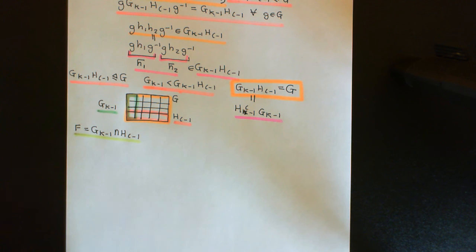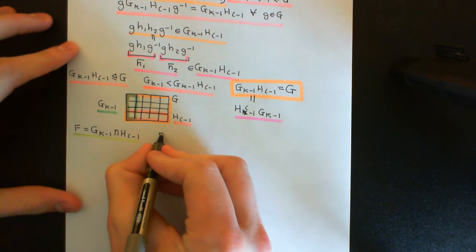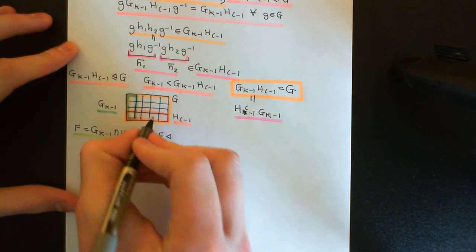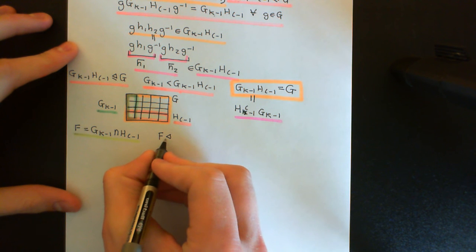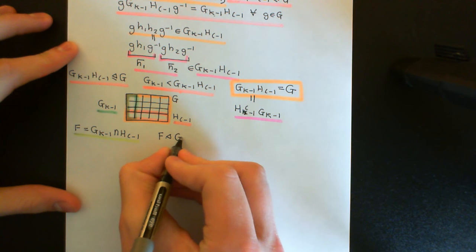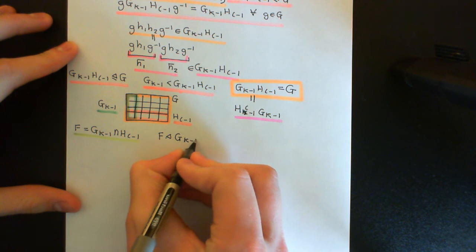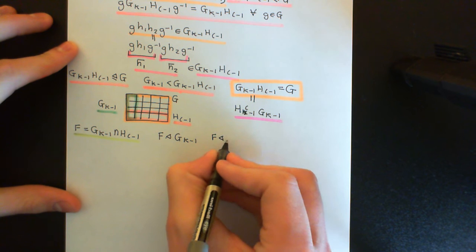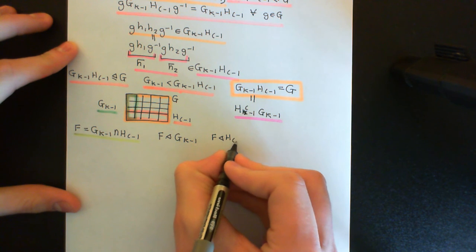What I also claim is that F is actually going to be a normal subgroup inside of GK minus 1 and inside of HL minus 1. So I just want to show you this right now. So F is going to be a normal subgroup inside of GK minus 1, and of course it's also going to be a normal subgroup inside of HL minus 1.